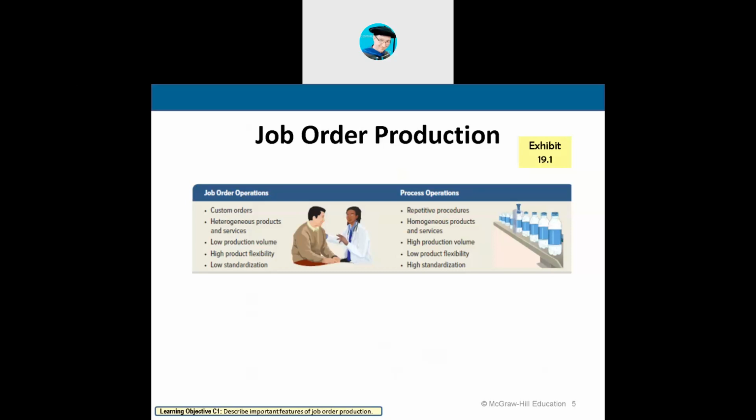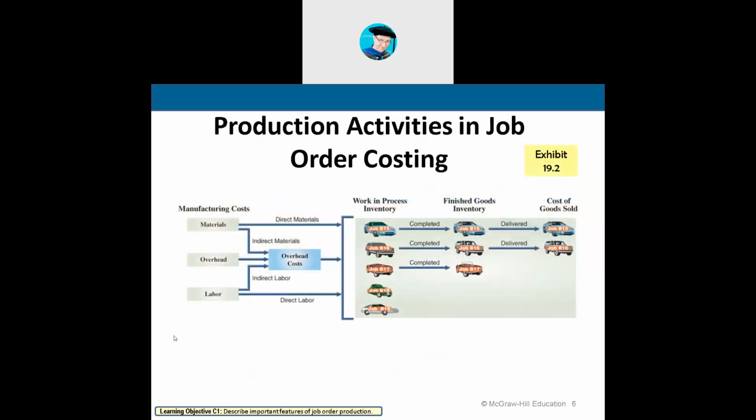Low product flexibility. Just because a customer wants a smaller cap doesn't mean I'm going to give it to them. They want a clear cap instead of a blue cap. Low product flexibility. And high standardization. Same water source, same type of water, went through the same filtration process. It's very standardized. That's the difference between the two. So again, today we're going to talk about job order costing. Next week we'll talk about process order costing.